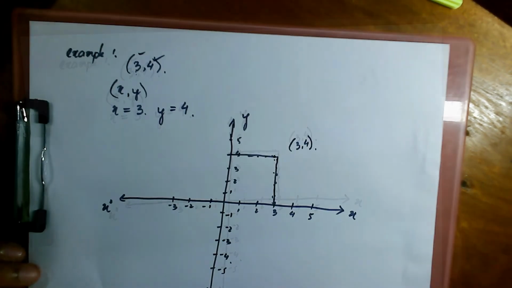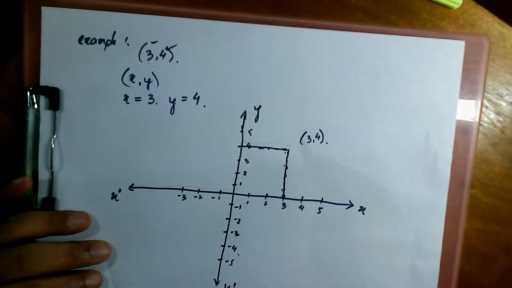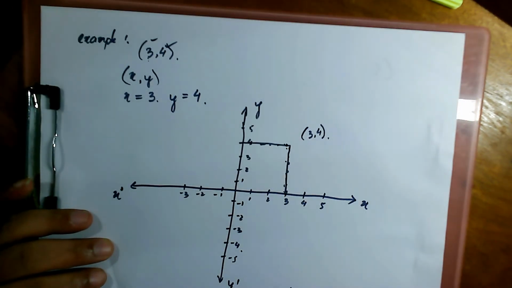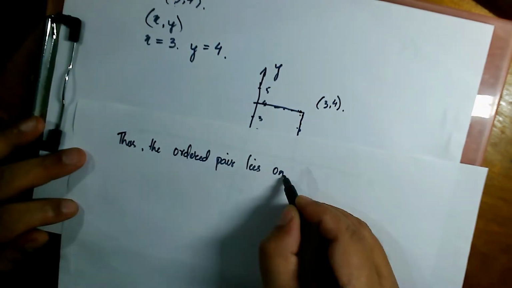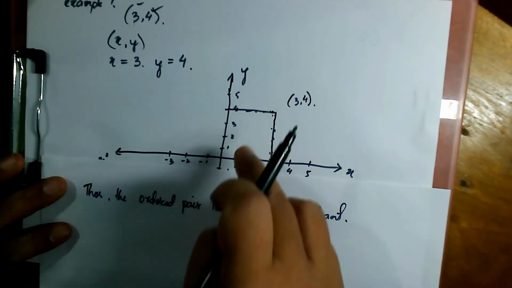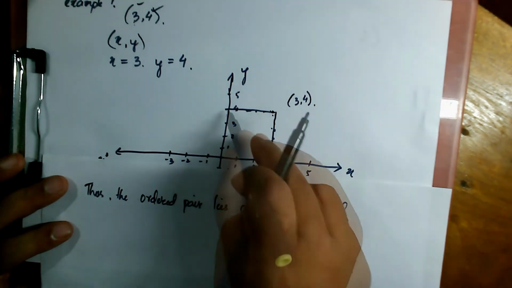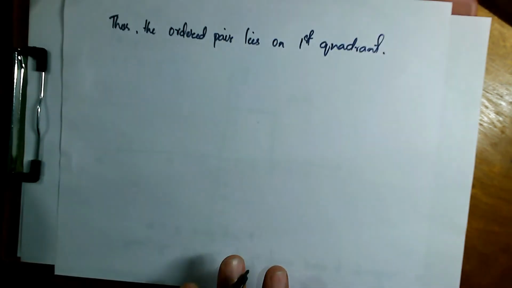So here the ordered pair lies in the first quadrant. Since both are positive, the ordered pair lies in the first quadrant. And as we can see, we have already located this point on the Cartesian plane.